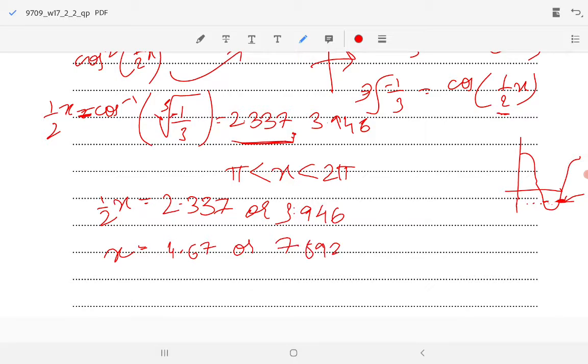But the value of 2 pi is approximately 6.28. This value, however, is more than 6.28, so this won't fit in the condition. So the only possible value for x is 4.67.